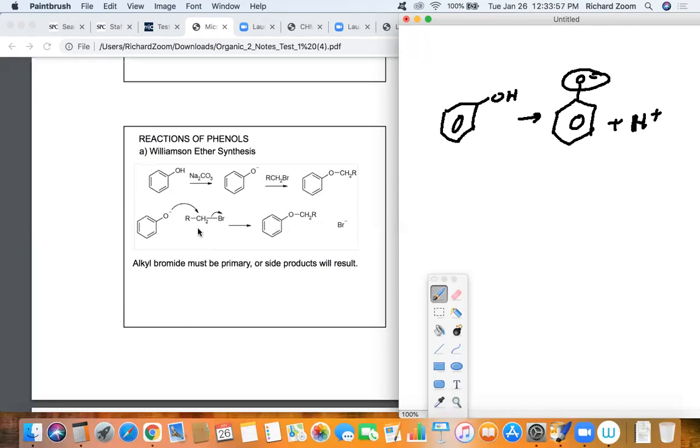The mechanism for the next part is just the O negative coming in and attacking the CH2 on the alkyl bromide and kicking out the bromide. So that would be an SN2 kind of reaction. It's a fairly simplistic kind of reaction. Does anybody have any questions about this one?